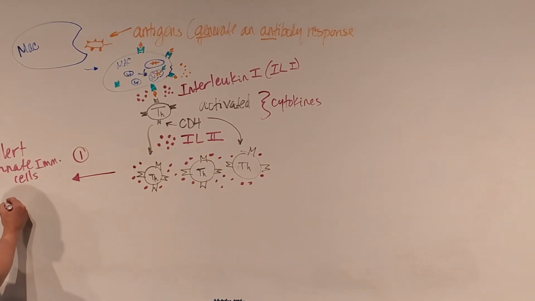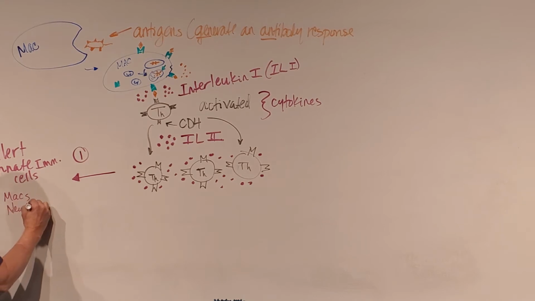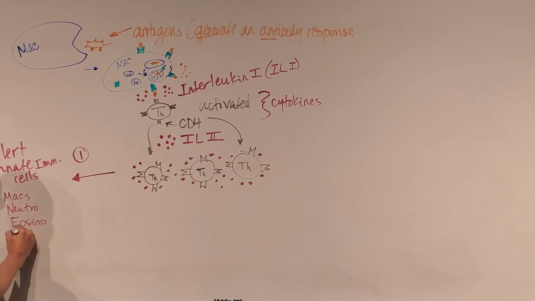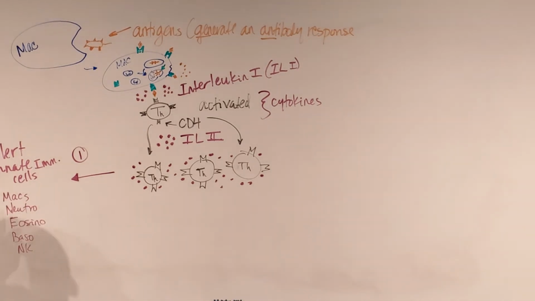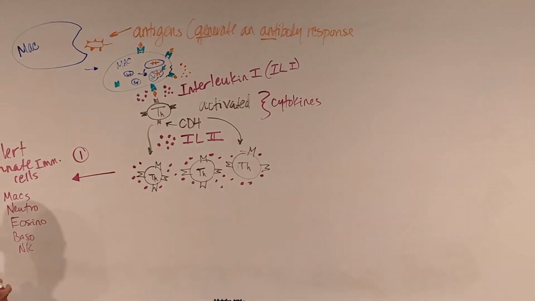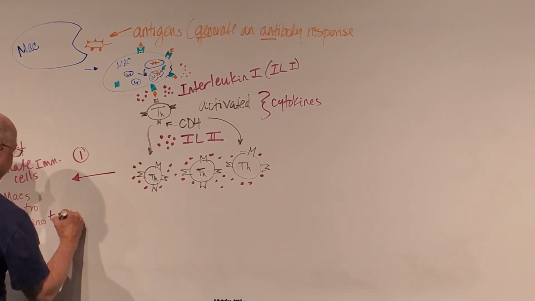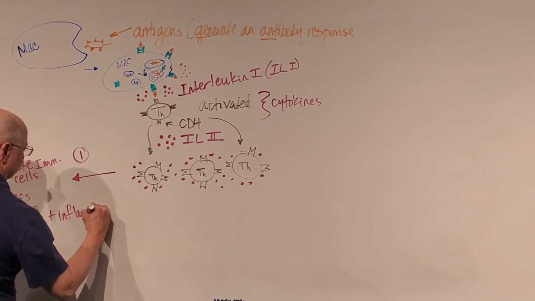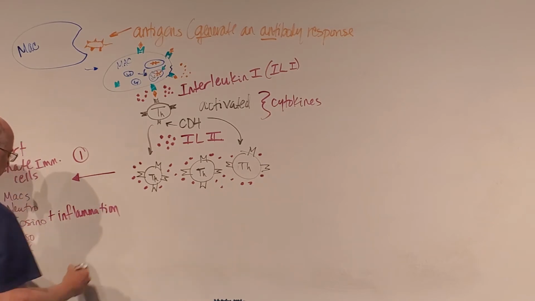And so what happens is I can get more macrophages, more neutrophils, more eosinophils, and more basophils and natural killer cells to come in and start wiping out these guys. So they can alert the innate immune system, hey, there's an infection, come on now. And they will multiply by mitosis big time and increase the size of our army. Plus, they trigger what we call the inflammation or the inflammatory response.